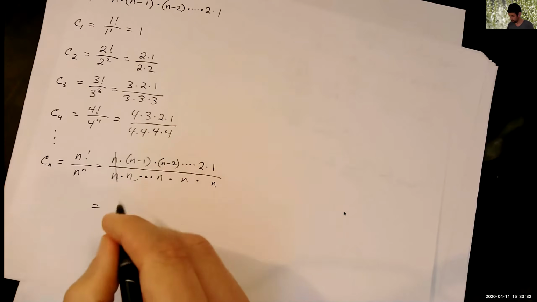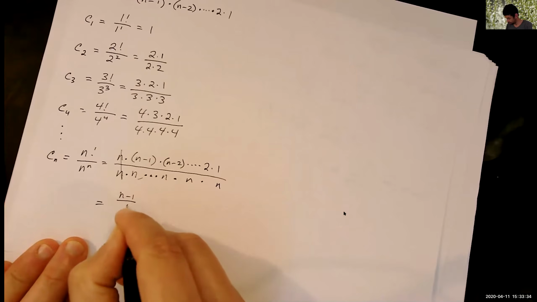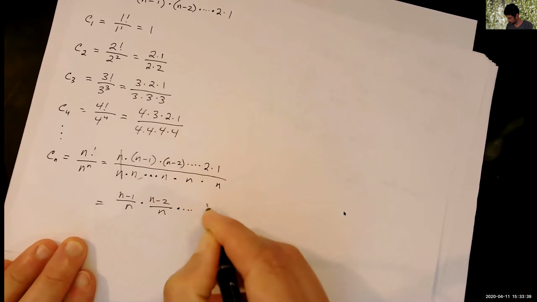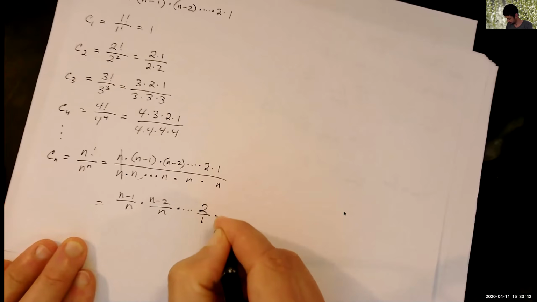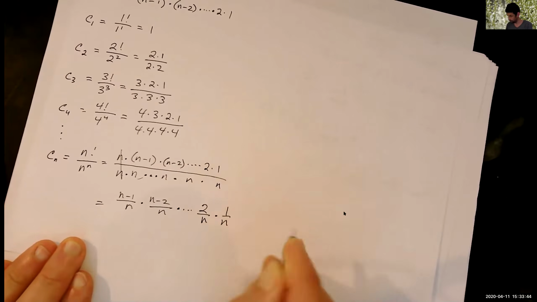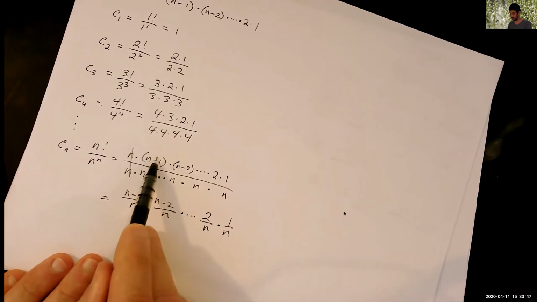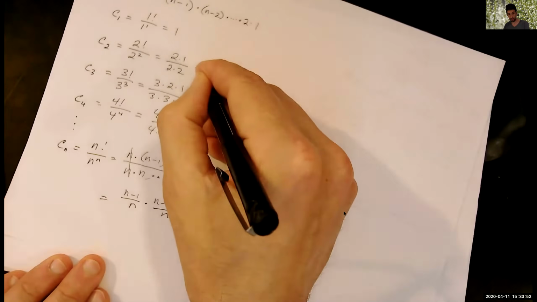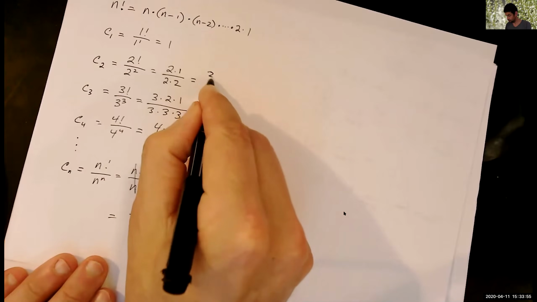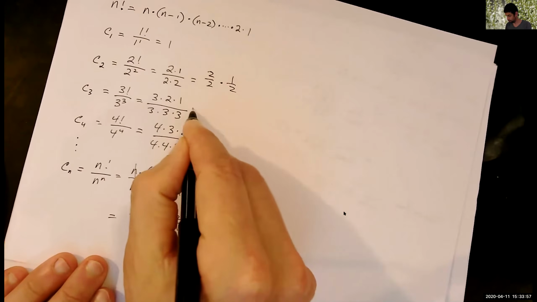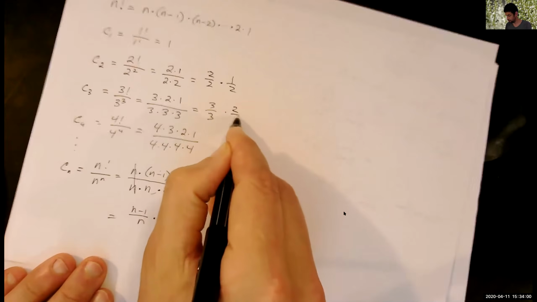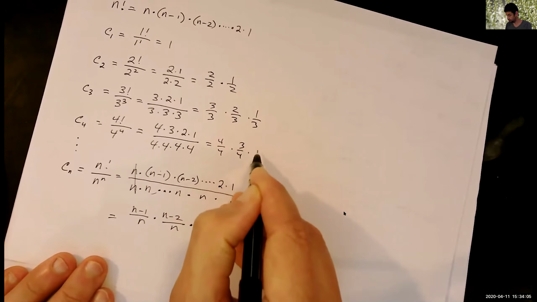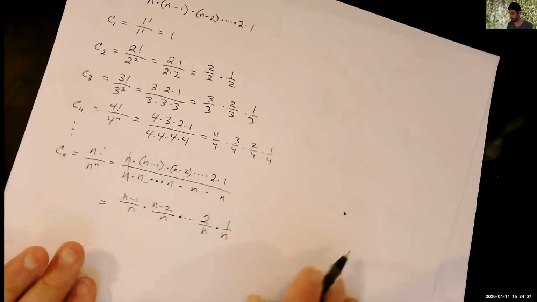Then we'll have n minus 1 over n, n minus 2 over n, and on down, over n, right? I can take each factor in the top and couple it with a factor in the bottom and separate those fractions, right? For instance, in this one up here, this is 2 over 2 times 1 over 2. This is 3 over 3 times 2 over 3 times 1 over 3. This is 4 over 4 times 3 over 4 times 2 over 4 times 1 over 4, right?